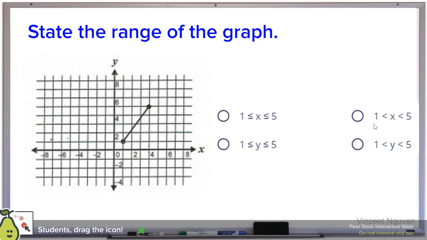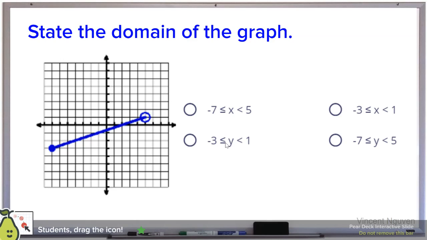Okay. Oh, well, here are our answer choices. But the x answer choices are wrong because we are not doing domain. So you can eliminate those two choices, which leaves us with these two. Well, what's the difference between them? One of them has an equal sign, the other one does not. And we have closed circles, so our answer choice should be this one right here. y is between 1 and 5. And what is this notation called? You got it? Inequality. Inequality.